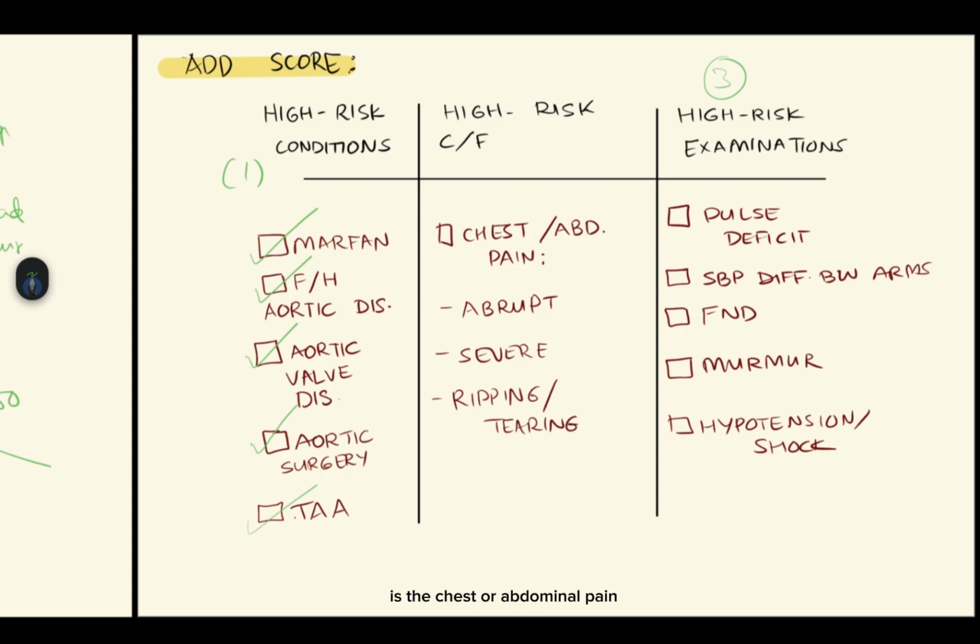Then we look at how is the chest pain and what are its features. Is the chest or abdominal pain abrupt? Is it severe in intensity, and is it described by the patient as a ripping or tearing pain? Once again, if any of them is a yes, the patient scores 1 point. And then we move on to our examination, where we check for pulse deficit, we check for BP difference between arms, we look for any focal neurologic deficit in conjunction with the pain, we auscultate for any murmur, and we are looking for any hypertension or shock state.